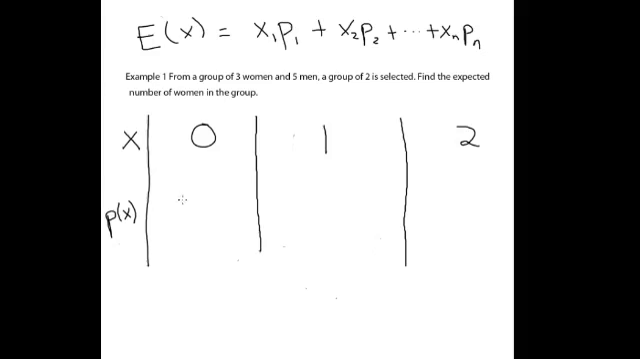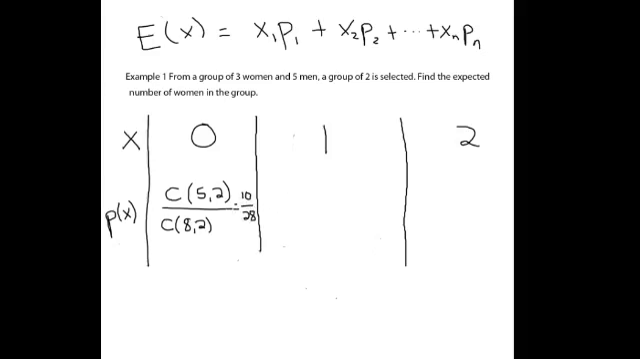Alright, so the probability that there are 0 women in the group, that would be the total number of ways we can choose 2 from a group of 5. Notice here I'm using combinations because the order doesn't matter. And then we would divide by the total number of ways to choose 2 from a group of 8. So this is equal to 10 divided by 28.